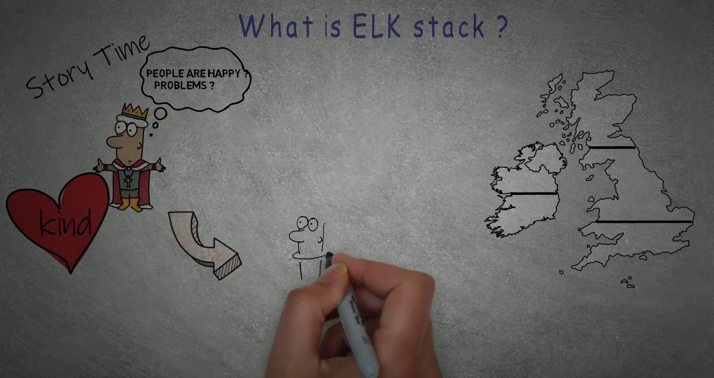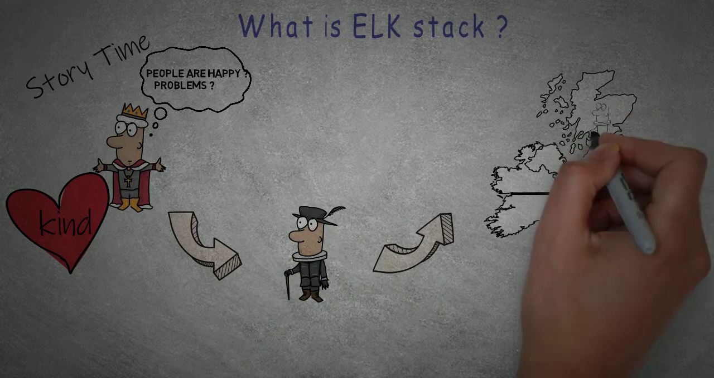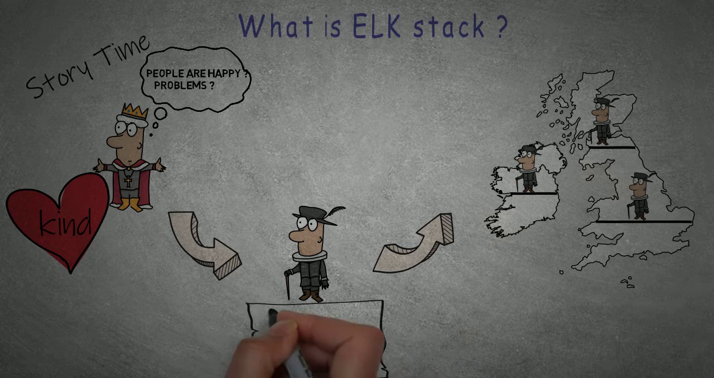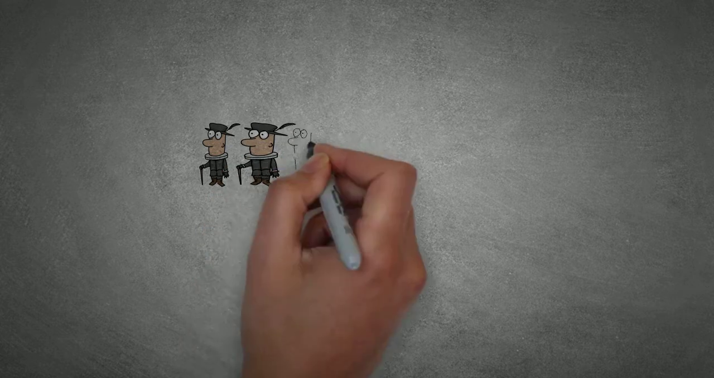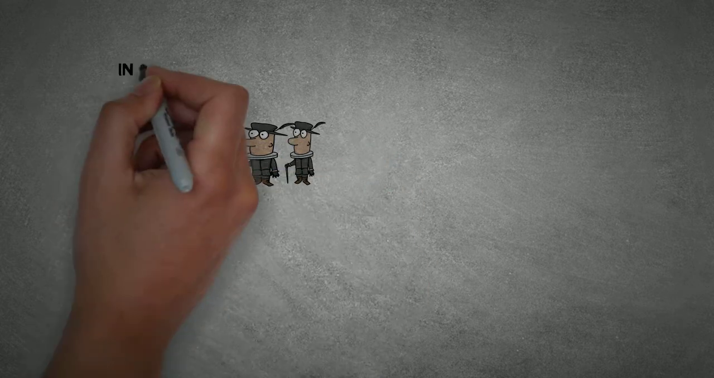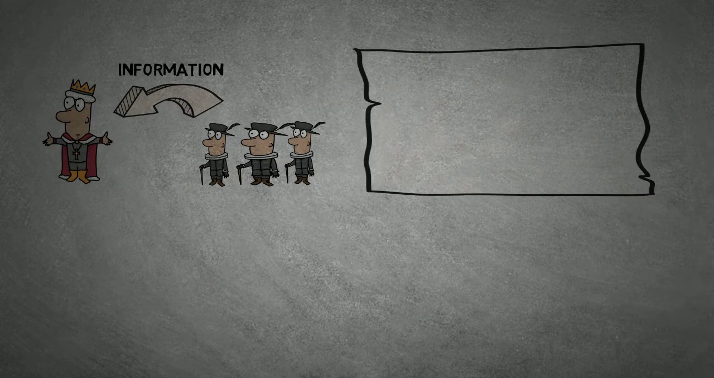To know his people, he appointed some agents, and those agents would travel to each part of the country, collect information and report the information to the king. So agents started traveling to different parts of the country, bringing information about people and handing this information over to the king. This was the point when the problem began.